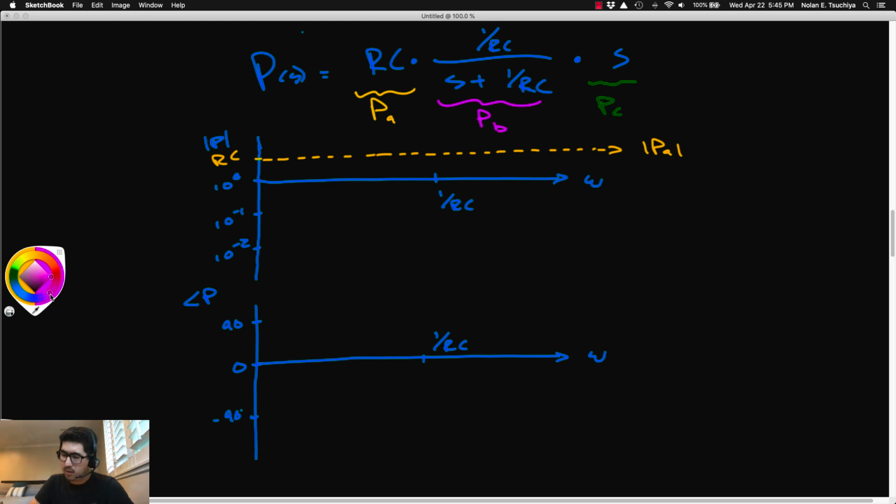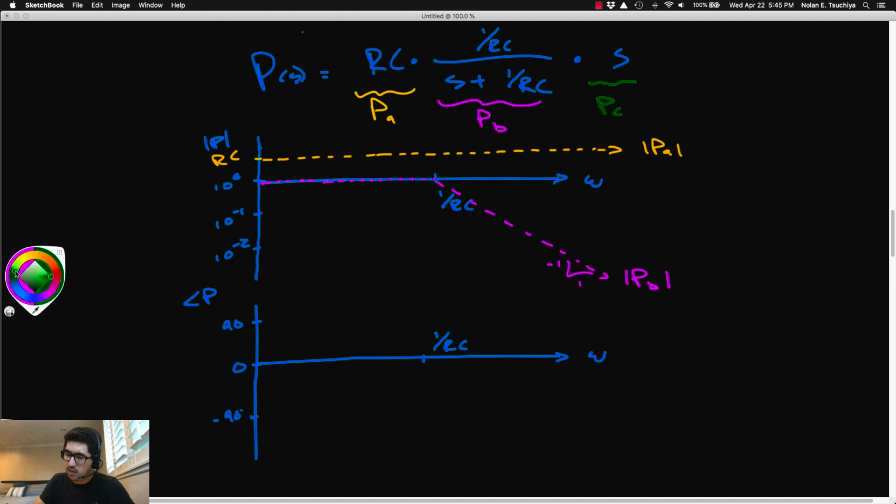For P sub B, we know that we have a first order transfer function with the first order polynomial in the denominator. So our asymptotic Bode magnitude approximation will start with a horizontal value of 1 for all frequencies, and then at the cutoff frequency of 1 over RC, we will start to attenuate at a slope of negative 1 decade per decade. So that's our P sub B.